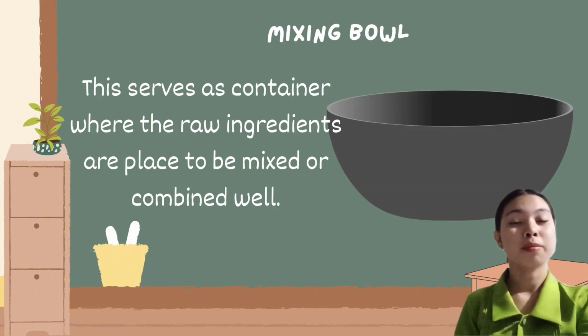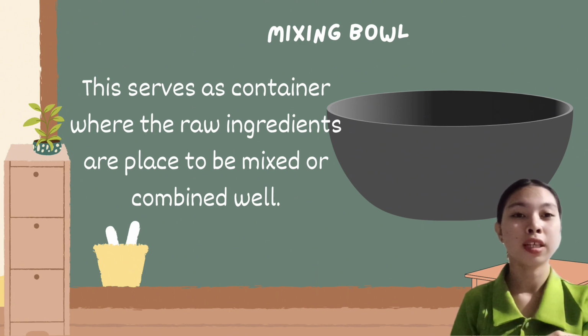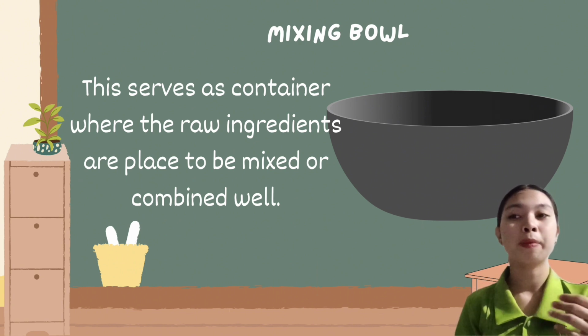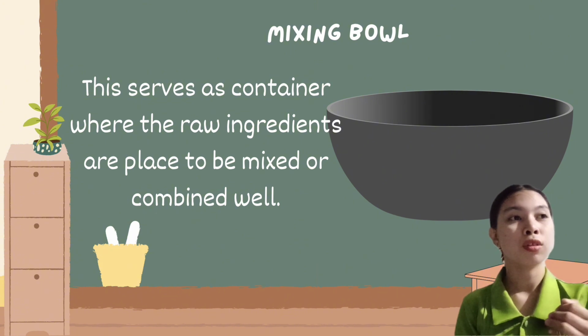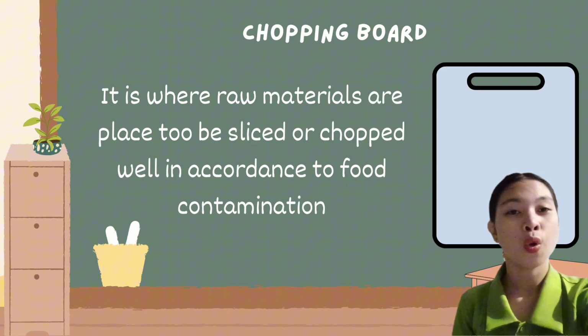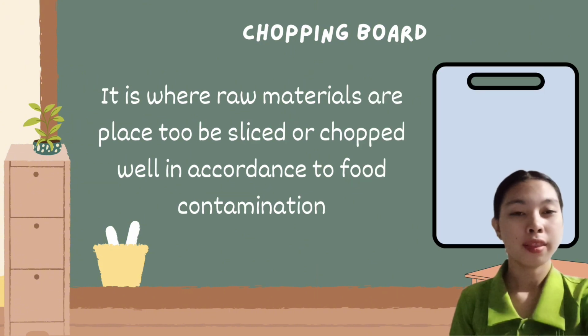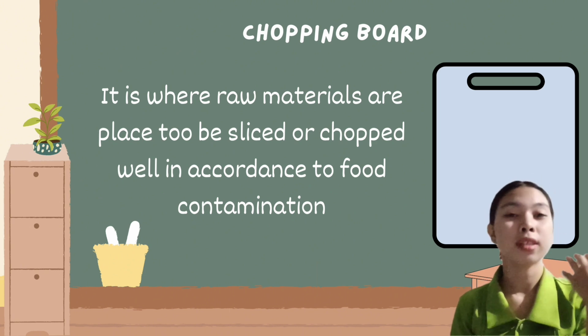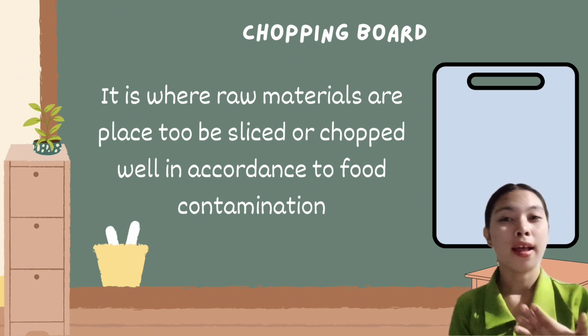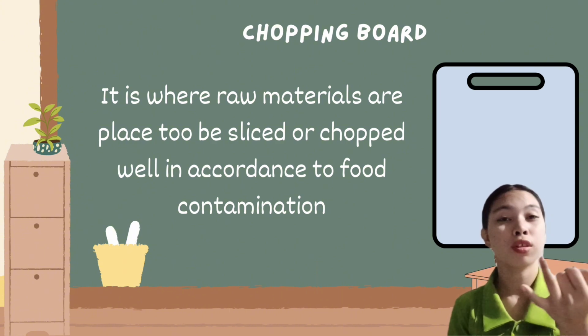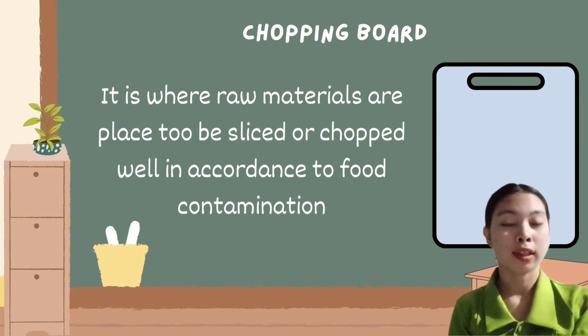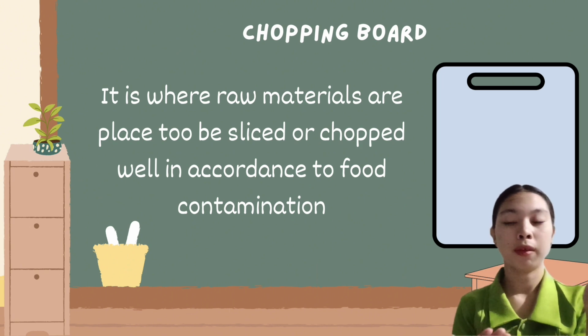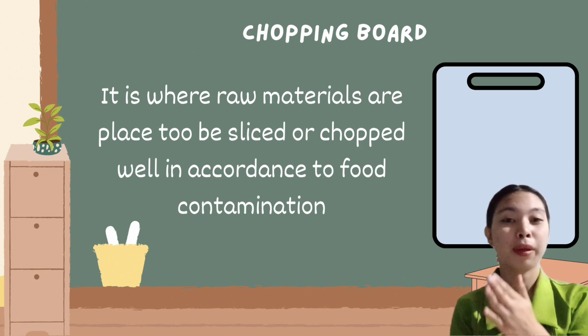So, we have here also the mixing bowl. So, ito naman is pinaglalagyan ng mga ingredients na gagamitin natin sa pag-mix or para lang dun sa isang recipe natin. So, we also have here the chopping board. Dito naman is kung saan tayo naghihiwa ng mga recipe or just like vegetables or fruits na gagamitin natin sa isang luto natin. So, dito ka lang magpapatong mo lang and then maghihiwa ka na.